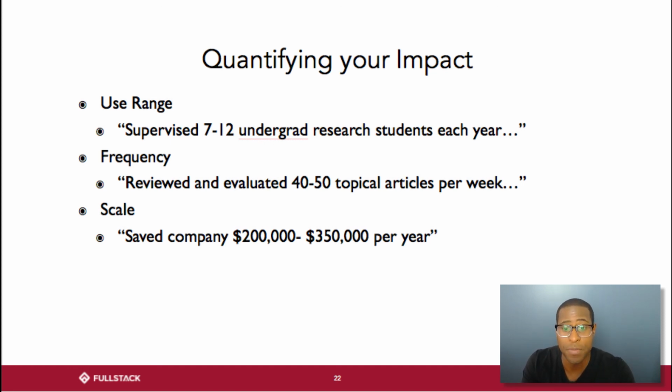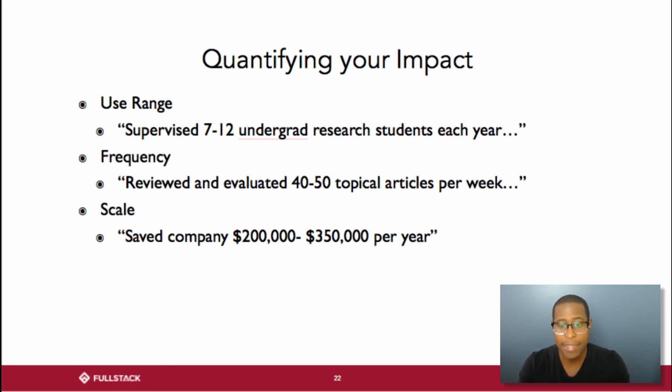An example of this for range would be: supervise 7 to 12 undergrad research students a year. That lets me know exactly how many versus just saying supervise undergrad research students. For frequency, we have: reviewed and evaluated 40 to 50 topical articles per week. This is important because not only do I have a numerical value of how many articles you did, I know the frequency at which you did that. 40 to 50 a week is different than 40 to 50 a day or 40 to 50 a year. So just keep that in mind.